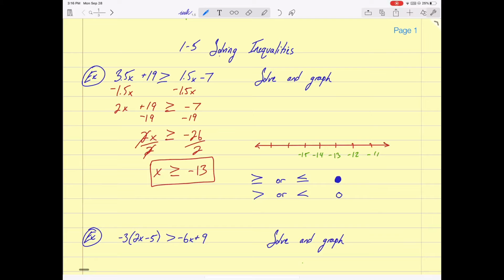So what we do to graph this is to go to negative 13, and we're going to point in the direction of numbers greater than or equal to negative 13. So that would be in this direction. And since we have an equal sign, we are going to fill that. So that's essentially what we're going to do for every problem.